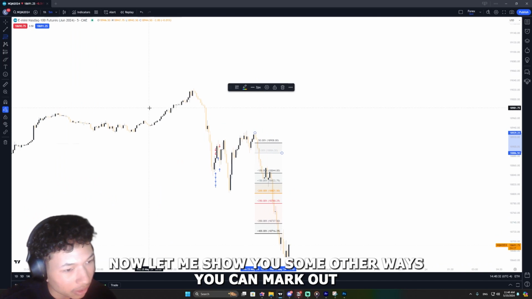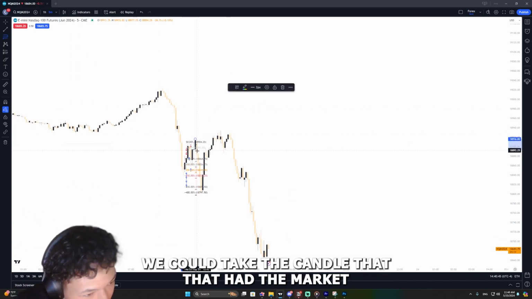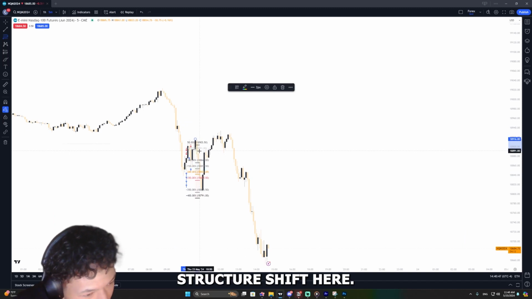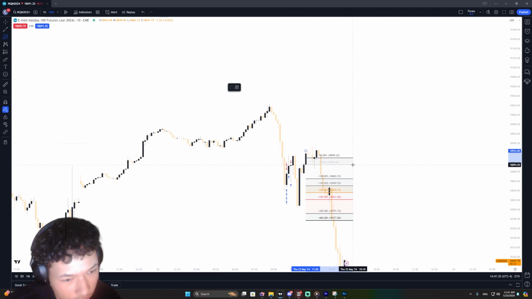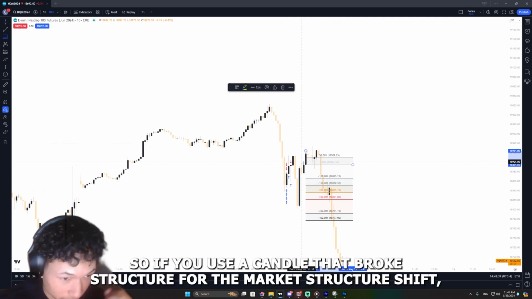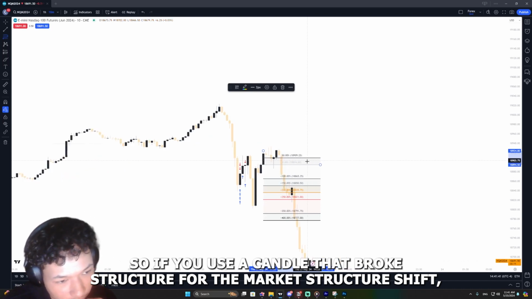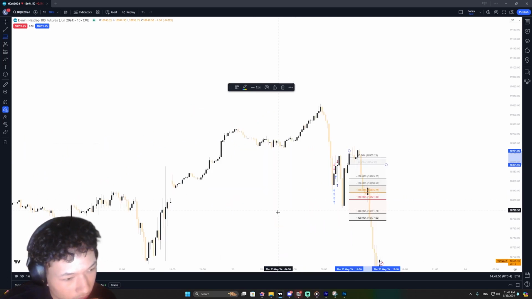Now let me show you some other ways you can mark out your standard deviation plot. We could take the candle that had the market structure shift here. So if you use a candle that broke structure for the market structure shift, you can see we had a little rejection off this -2 to -2.5 area.